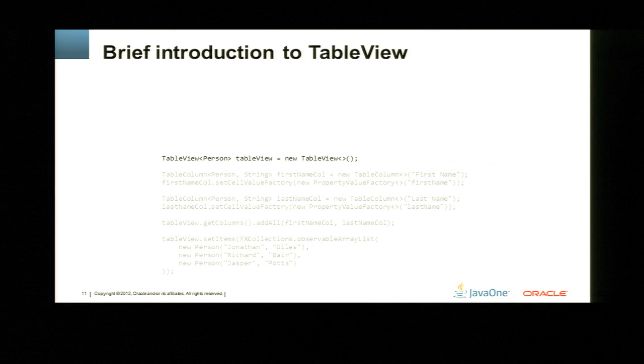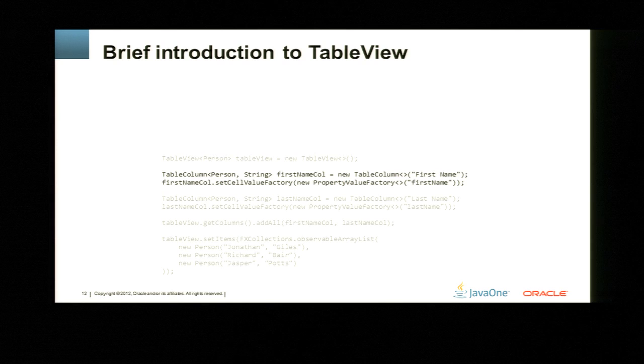So if we were to dive into a bit of code now, the first line of code there is creating a new instance of a table view. The one generic type that you see there specifies the type of the items list that will be set inside the TableView control. And it's always nice to use generics if you can, because it makes code completion a lot easier. Then we start defining our table columns, and there are two generic types here. The first generic type is the type of the table view that the column is going to go into, so it's Person. And this first name column is going to be dealing with strings.